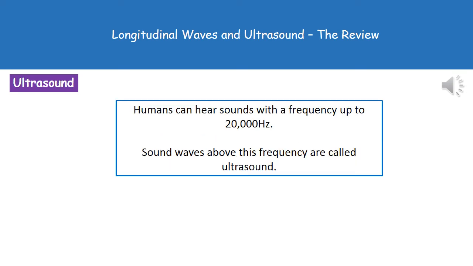If we're thinking about sound, there is a certain type of sound that can't be heard by humans, and that's ultrasound. As humans, we can hear sounds with frequencies up to 20,000 hertz. If we have a sound wave that's above that frequency, then we have an ultrasound. Now, we can't hear ultrasound, but other animals can.